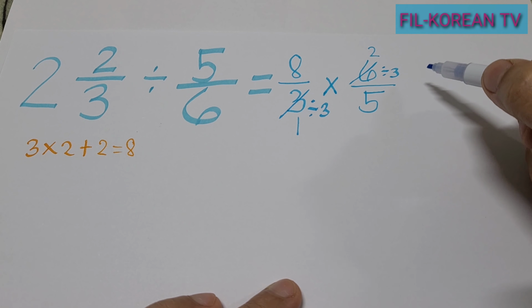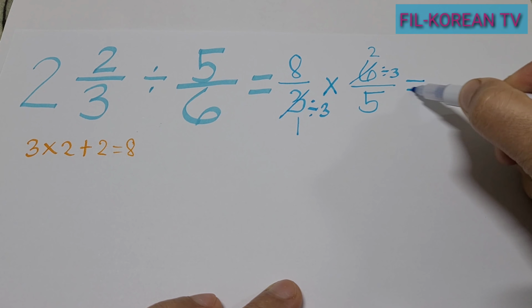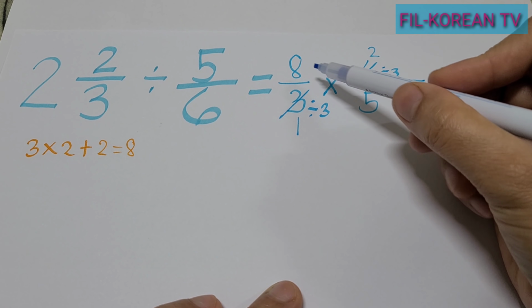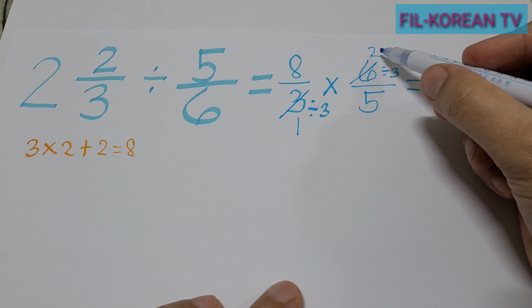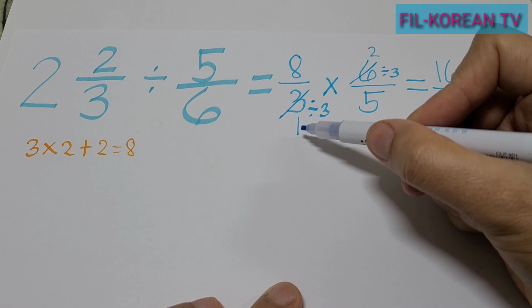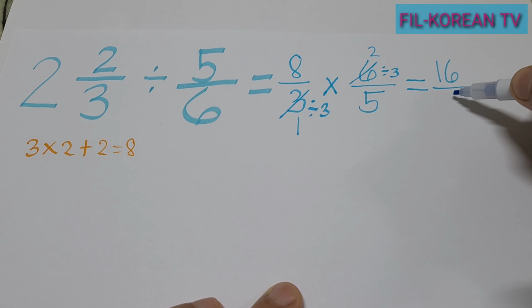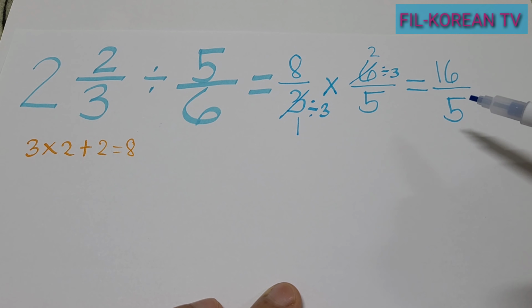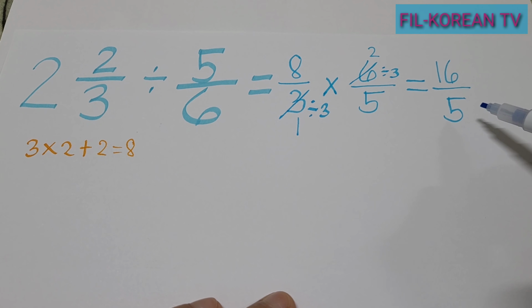Okay, next step, multiply. Multiply the numerators. 8 times 2 equals 16. Multiply the denominators. 1 times 5 equals 5. The answer is 16/5. Improper fraction.